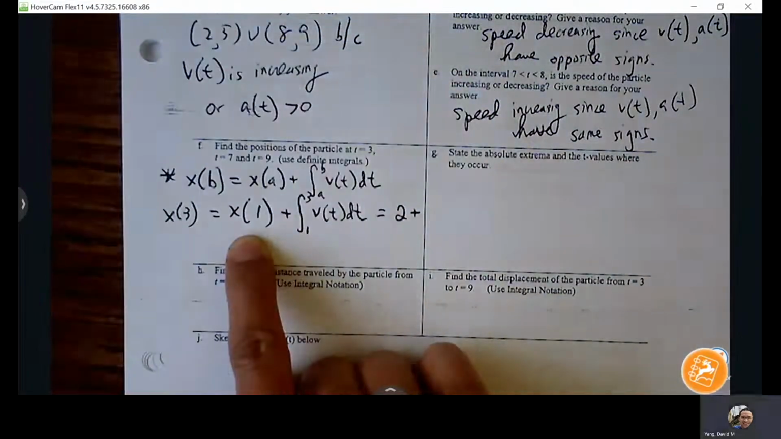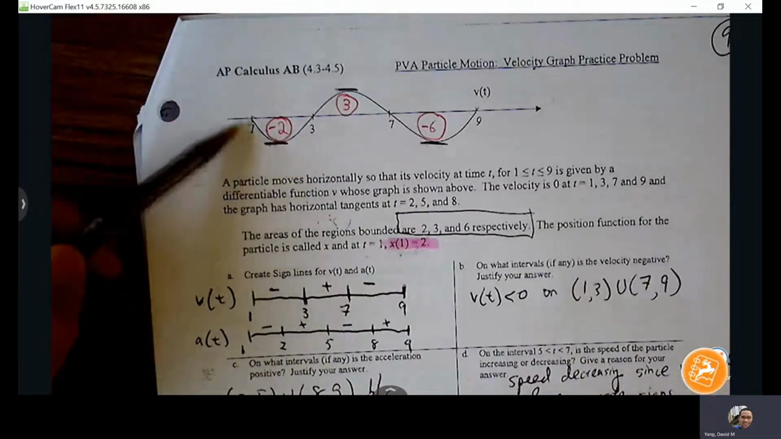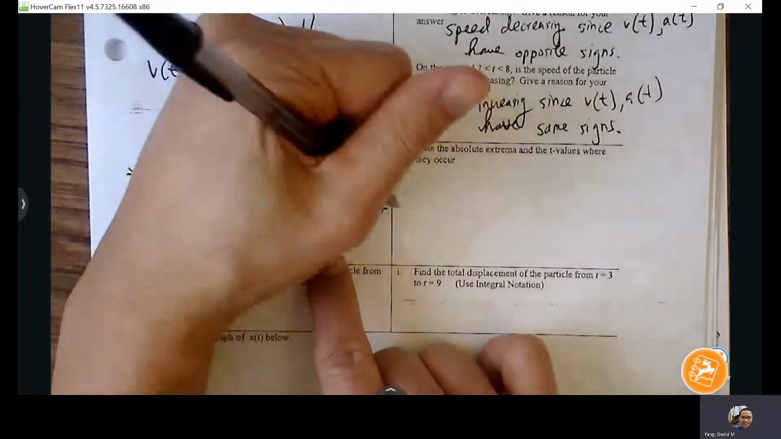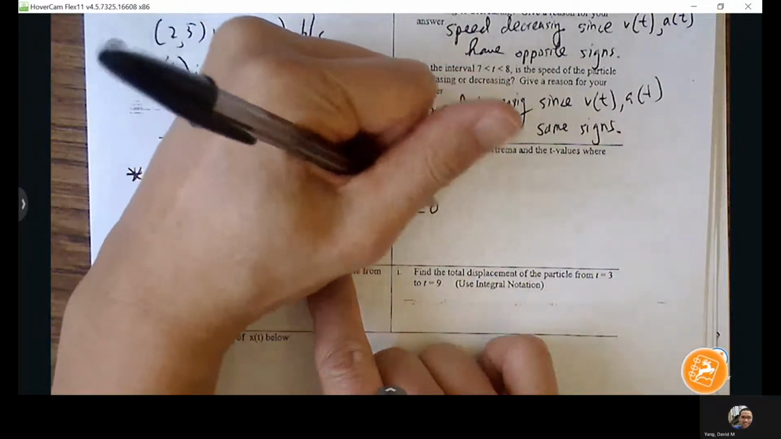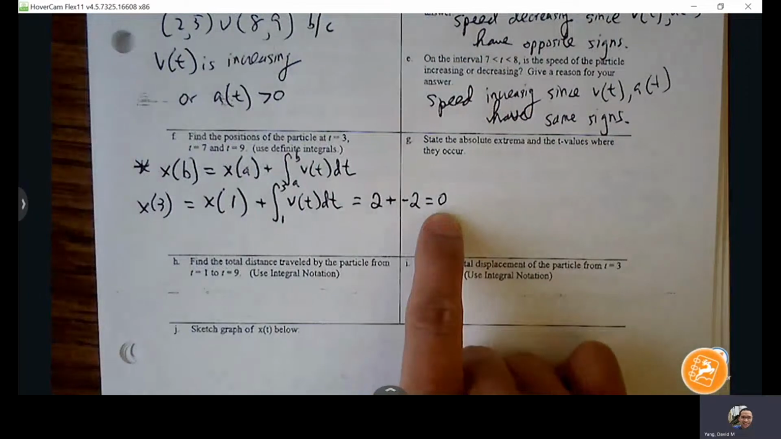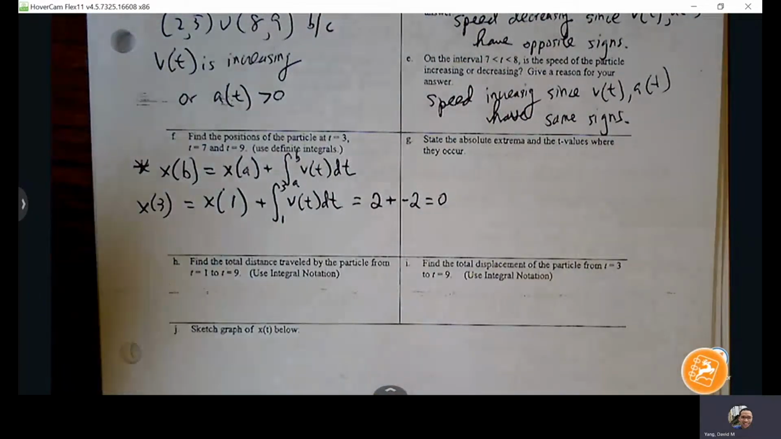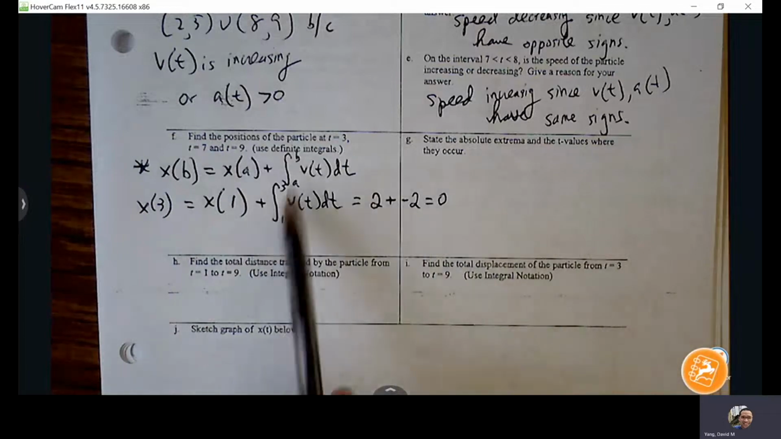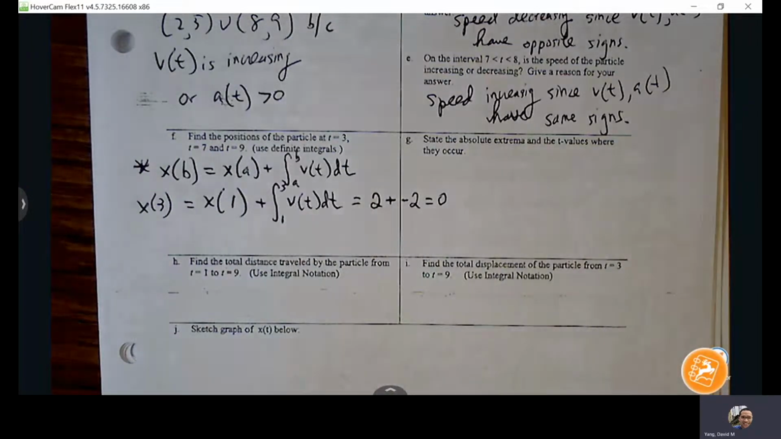So x of 1 is 2, and then the different interval from 1 to 3, that's just the fact that I'm going backwards 2 units. So that's 0. So that means at 1 second, he's at location 2, but then between 1 and 3 seconds, he's going to go backwards 2 units. So if he's going backwards 2 units, he's going to end up at location 0.